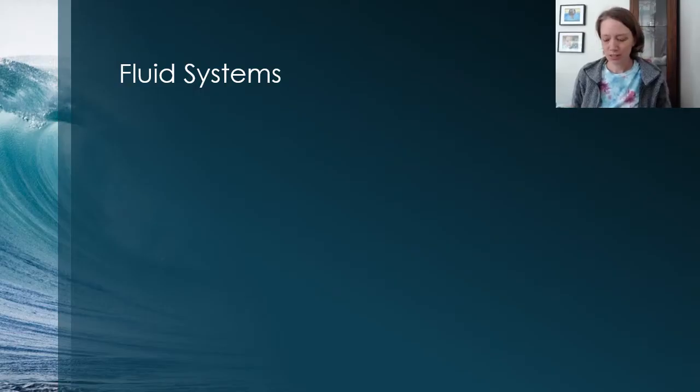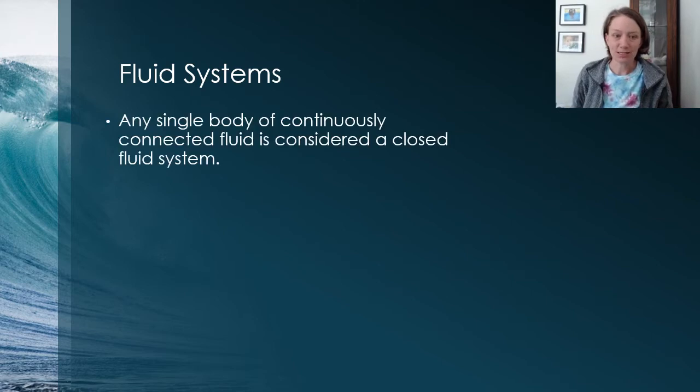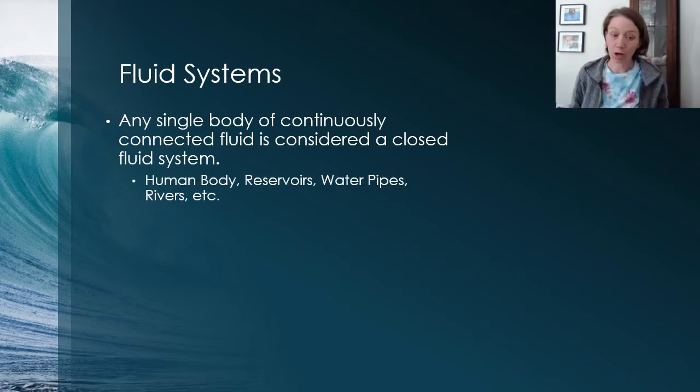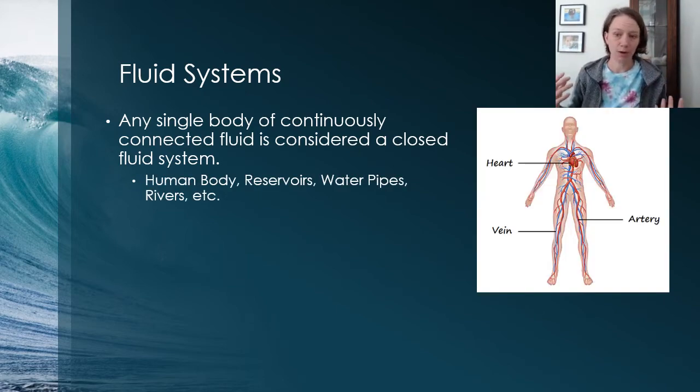So the first thing we need to do is define what a fluid system is. A fluid system is any single body of continuously connected fluid. That will be considered a closed fluid system. So in the last unit, we were dealing with closed fluid systems, but now we're going to have more complex ones, like, for example, the human body, right? We're a system of veins and arteries, but they're all connected to each other. The fluid in one place is connected to the fluid in other places.